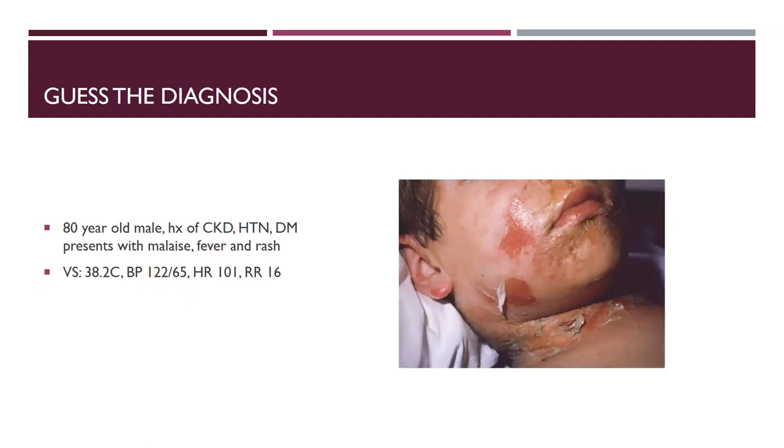All right, next one. I know this picture doesn't look like an 80-year-old, but assume it's an 80-year-old who has a history of CKD, hypertension, and diabetes, also presents with kind of vague symptoms, malaise, fever, rash, and he is much less sick. A little bit febrile, blood pressure's okay though, maybe a tiny bit tachycardic.